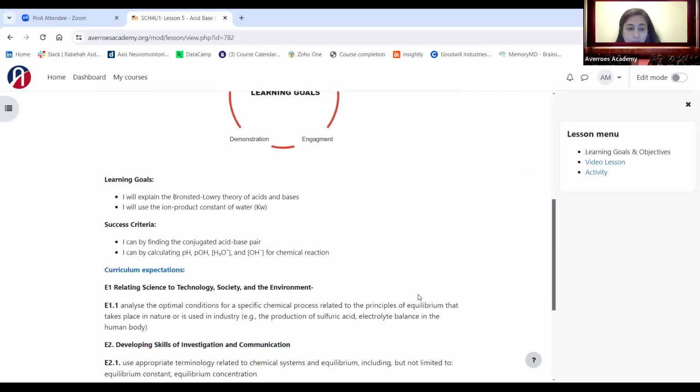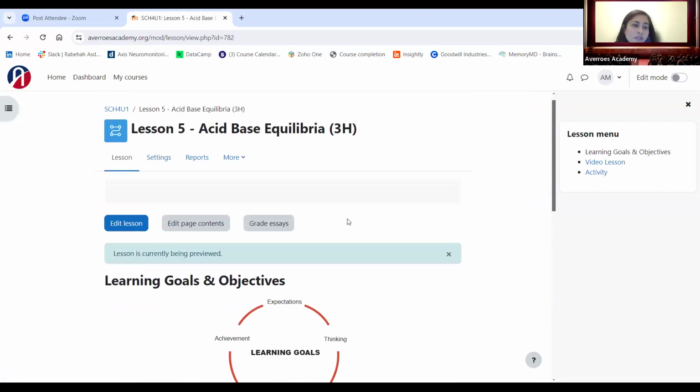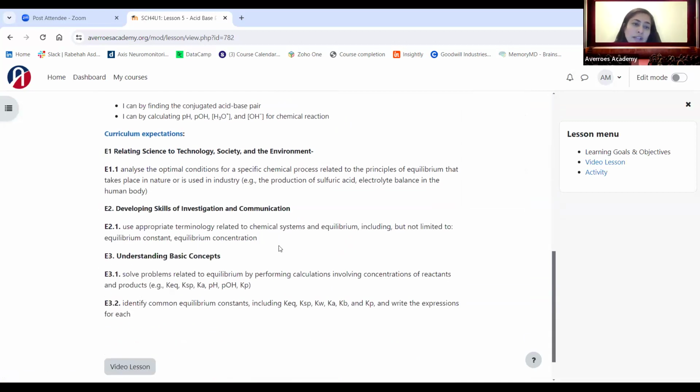Hella, are you there? Yeah. Okay. So with this lesson, you should be able to explain the Bronsted-Lowry theory of acids and bases, and you should be able to use the ion product constant for water. So that's our goal.